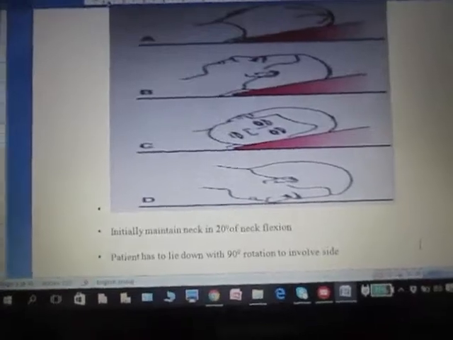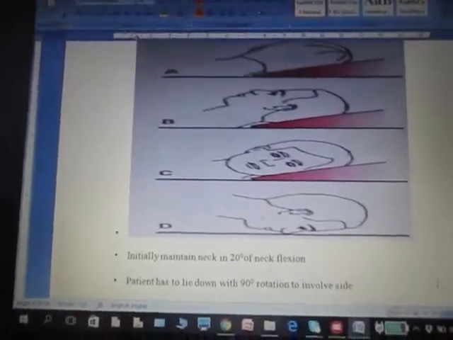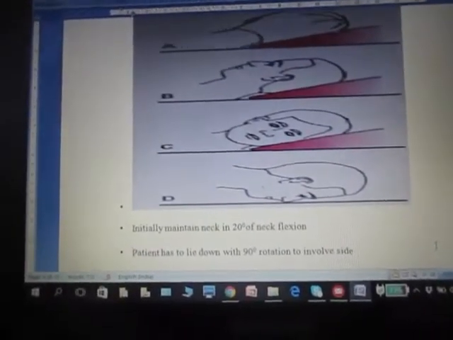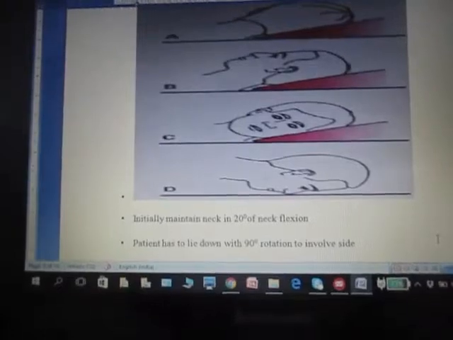So next is for the horizontal semicircular canal. If there is any problem in the horizontal semicircular canal, this is the canalith repositioning maneuver for horizontal. First we have seen for anterior, superior and posterior semicircular canals. Next we are seeing for the horizontal semicircular canal. In that, initially maintain the neck in 20 degrees of neck flexion.